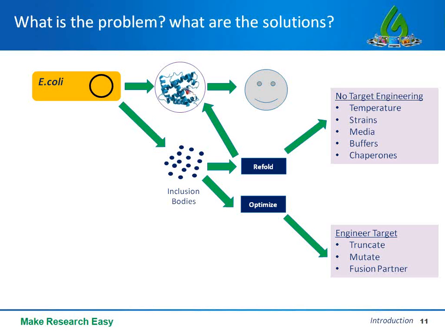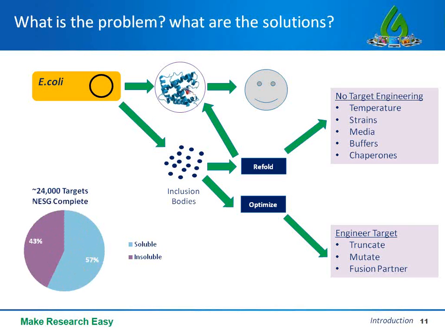So really, why is target protein insolubility such a big deal? Just to give you a perspective of how bad the insolubility problem is, I have these statistics from the Northeast Structural Genomics Consortium's website that indicate that out of the approximately 24,000 constructs that were expression tested, nearly 43% were found to be in the insoluble fraction. So as you can see, target protein insolubility is indeed a significant problem.